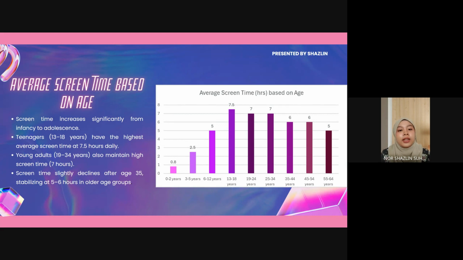And finally, the 55 to 64 years old average about only 5 hours a day. Many in this group are semi-retired or working less. And while they still use screens for communication, entertainment, and staying informed, the overall dependency on screens begins to ease. So to sum up this graph, it shows us a life cycle of screen time. It starts low in early childhood, but it rises sharply during the teenage and young adult years, then gradually falls as people grow older and life priorities change.